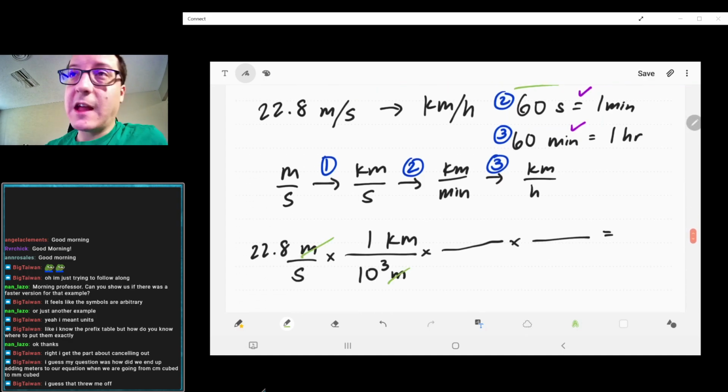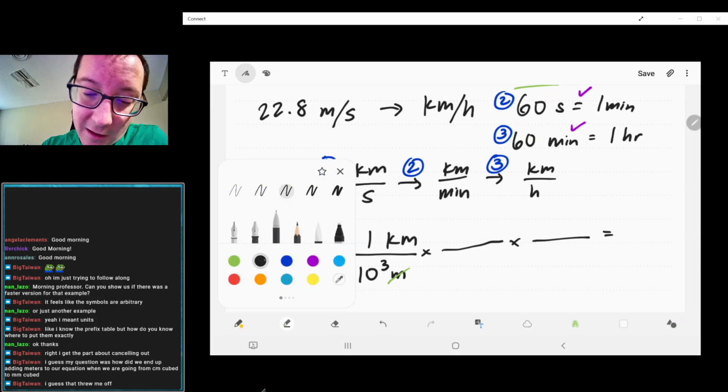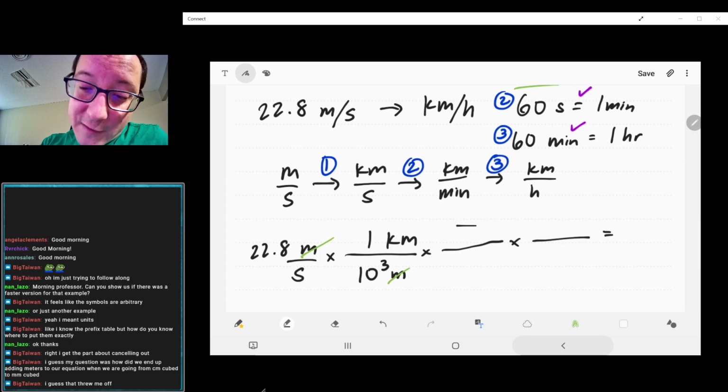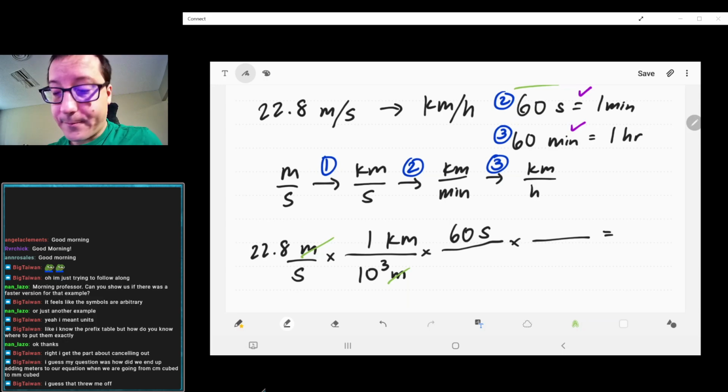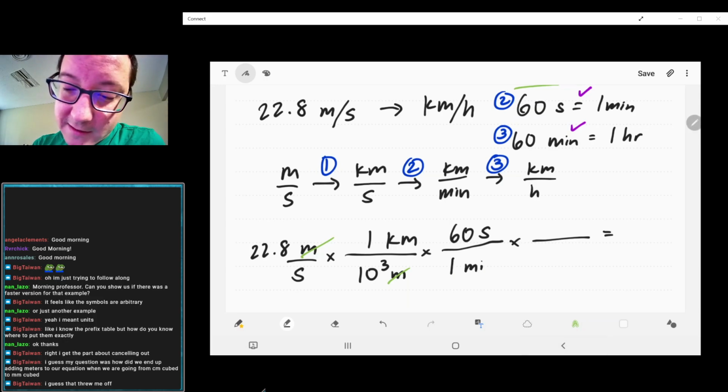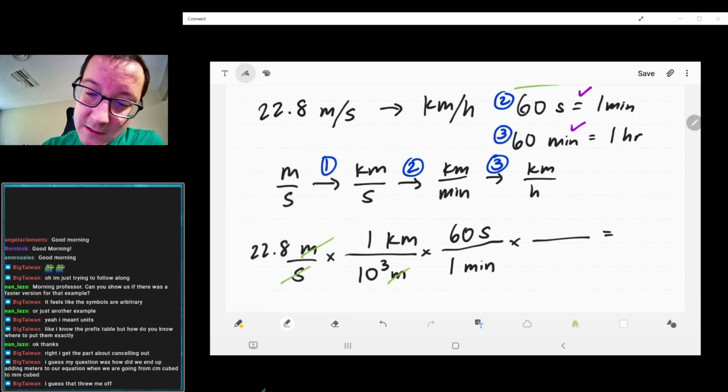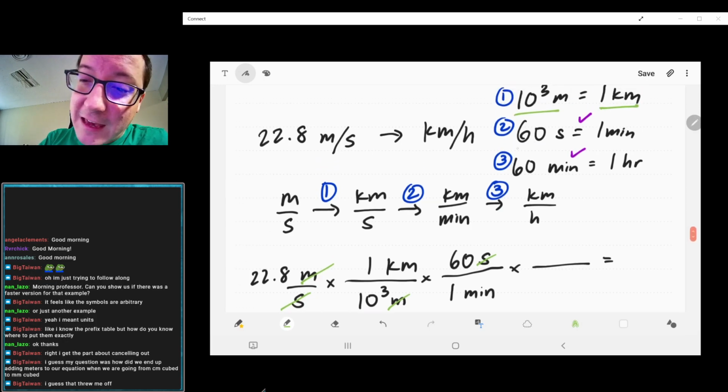We're going to see that meters will cancel out. We are now dealing with kilometers per second as our units. Our second unit will convert from seconds to minutes. Notice that seconds is in the denominator, so we're going to have to put seconds in the numerator here so that they'll cancel out. Put it on the opposite side. As a result, we're going to have to put our minutes in the denominator. Again, we're going to see that our seconds will cancel out. We're now in kilometers per minute. Notice again, I've kept 60 with seconds, and I've kept 1 with minutes.